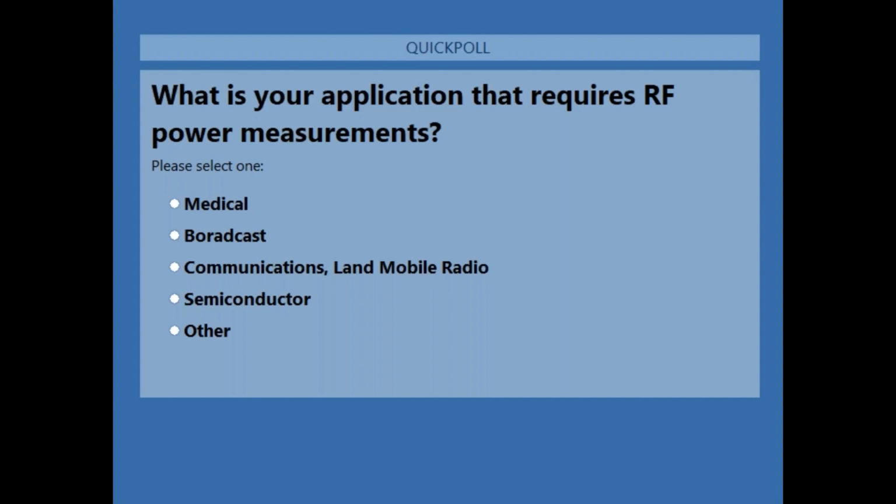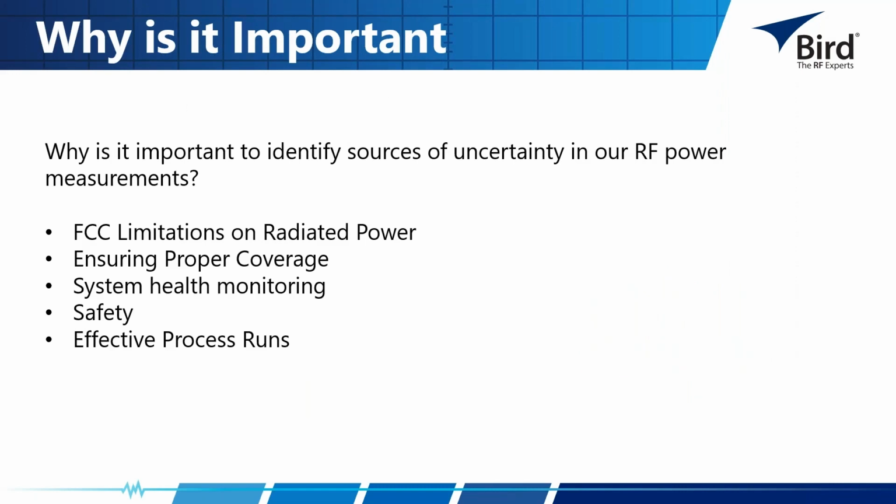If it's something where you're continuously monitoring a system, you want to make sure that your system appears to be operating within some specified performance limits. So in terms of system health monitoring, safety is another big one. I'm thinking particularly if you're a user who might be calibrating an MRI machine and making sure that we're going to be transferring just the right amount of power into a human body and not putting them at risk. And then even the idea of effective process runs in the semiconductor world or other precision manufacturing.